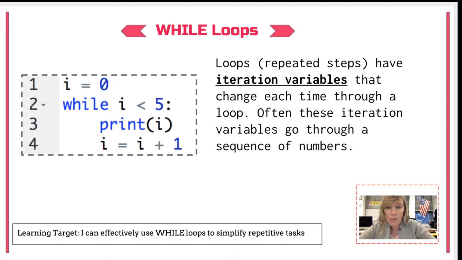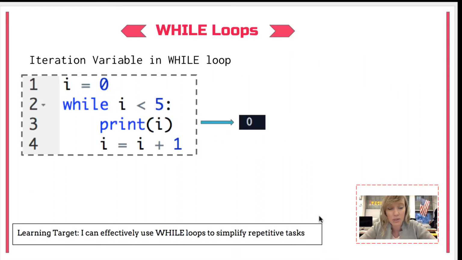Okay, so loops like both for and while have iteration variables, and we talked about this before. They change each time through the loop. Often these iteration variables go through a sequence of numbers. So for this one, i is equal to 0. We're going to look at the first couple of sequences here. So the iteration variable in the while loop is i in this situation.